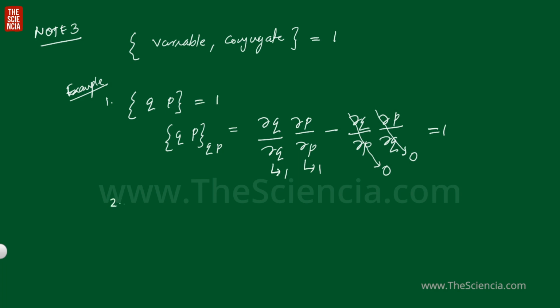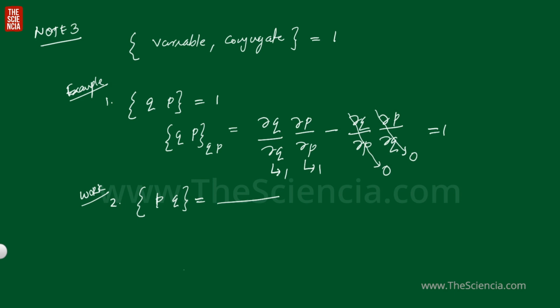Another example, what will be the Poisson bracket of p, q? This is a work for you. Find out what happens if we interchange the position of q and p. Okay, find out what is the answer. Is it 1 or minus 1? You have to find out.